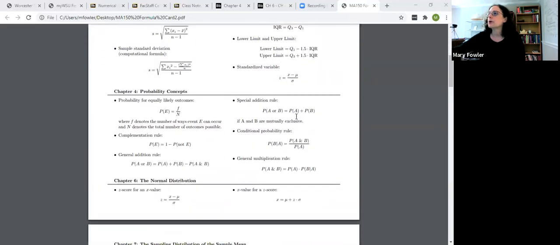And so here we are in chapter 4. This is the equally likely outcome formula. This is the complementation rule, the general addition rule, and the special addition rule. So we'll be using these in the videos for the next sections.